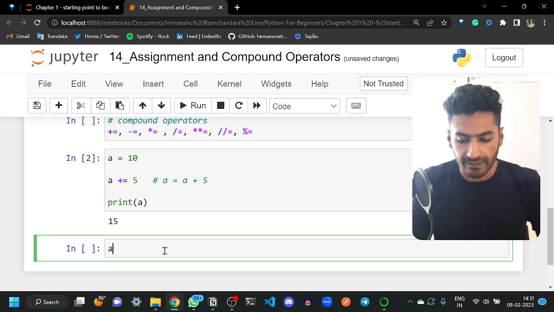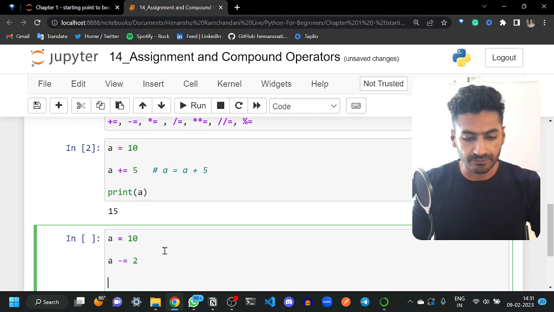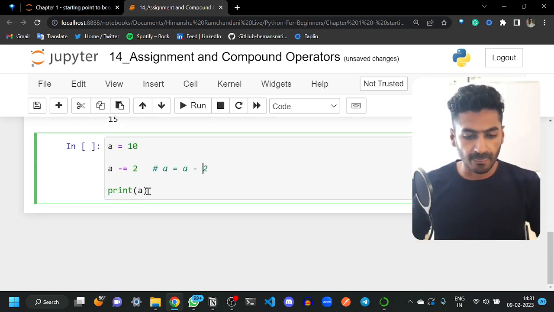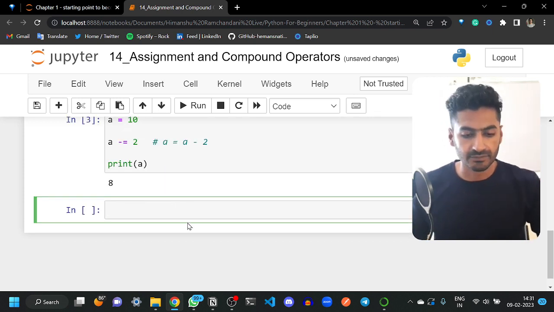Let's move forward and take some examples. If I write a equals 10 and I'm going to use minus equals 2, and you print the value of a, this particular line means a equals a minus 2. So the value of a is 10, 10 minus 2 will be 8, and 8 will be assigned again to a. Correct, 8.